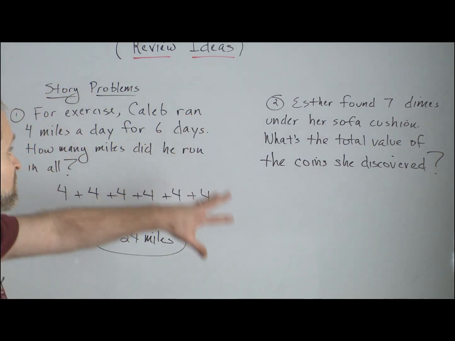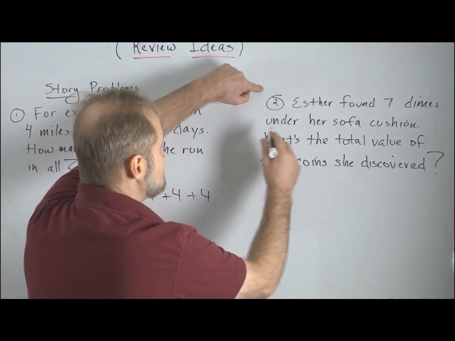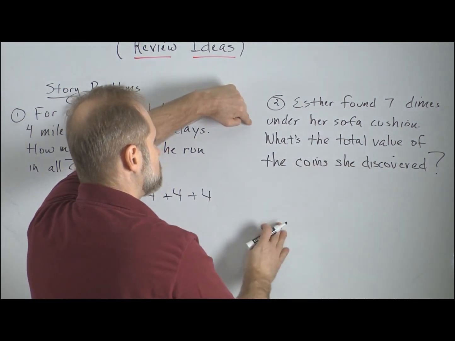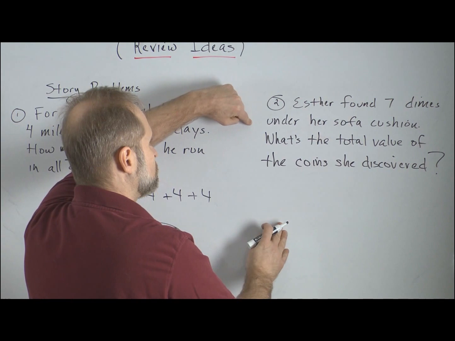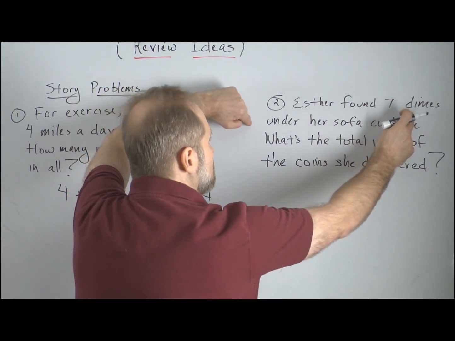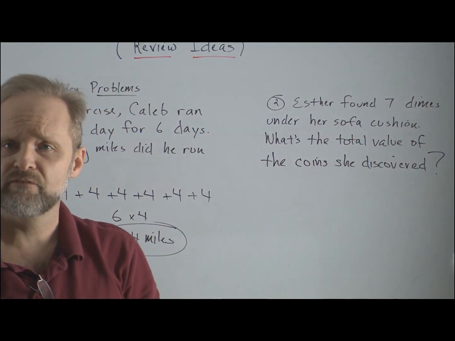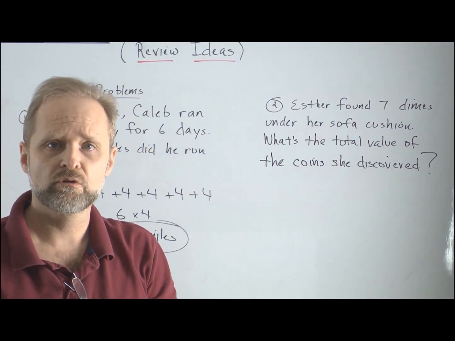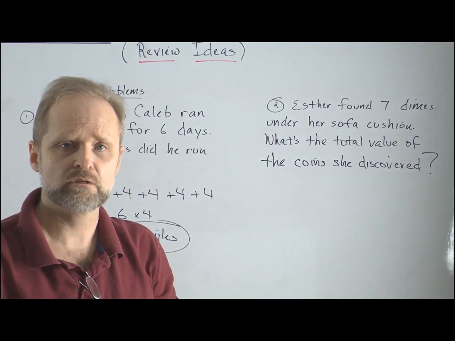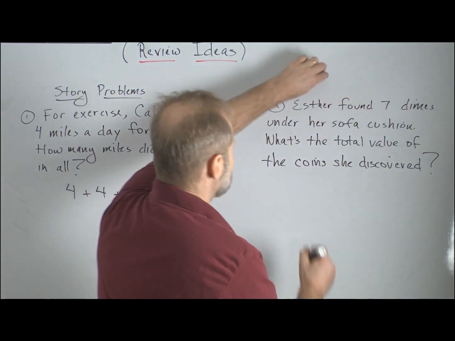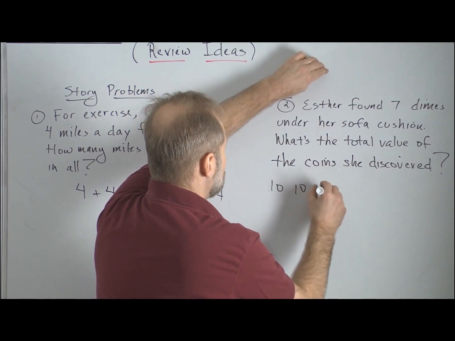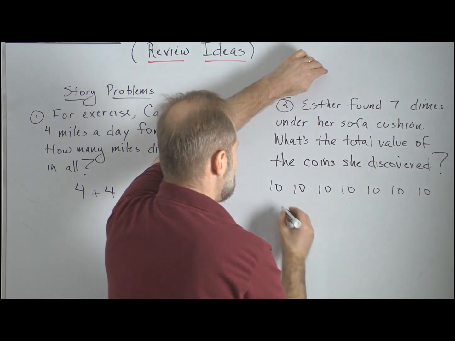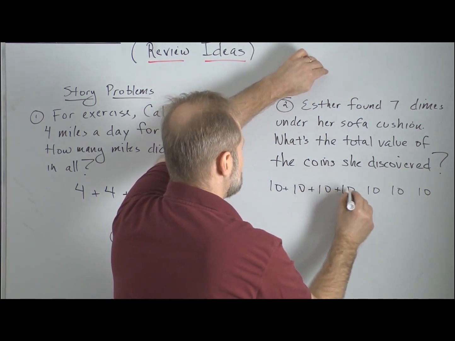Okay, let's take a look at this last one here. Esther found 7 dimes under her sofa cushion. What's the total value of the coins she discovered? Well, because they're talking about dimes, what we want to do is keep in mind the value of a dime. We've talked about that before. Each dime is worth how many cents? It's going to be 10 cents. So she found 7 of those. So we have 1, 2, 3, 4, 5, 6, 7. We have 7 dimes, 7 tens.